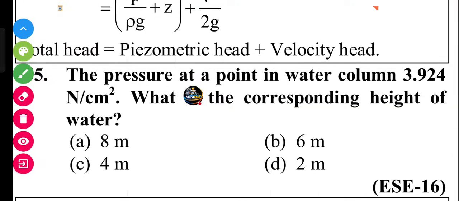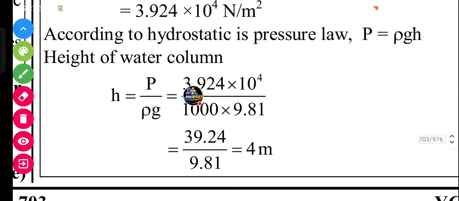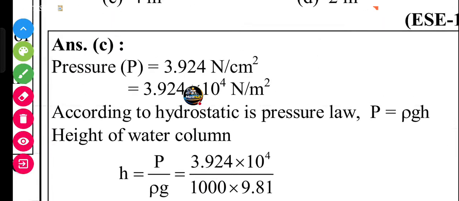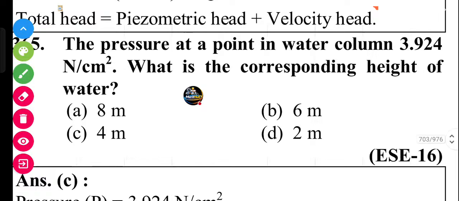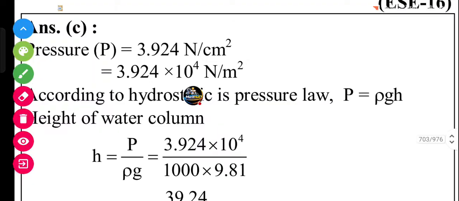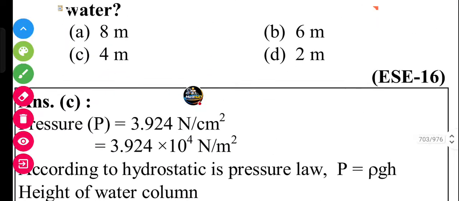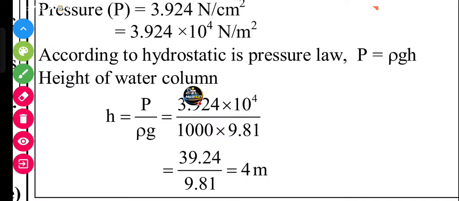The pressure at a point in the water column, you can see the answer here: 3.924 Newton per centimeter square. According to P equals rho g h, by this process you can solve. This can also be solved by the hydrostatic pressure law. This is easy, I think.